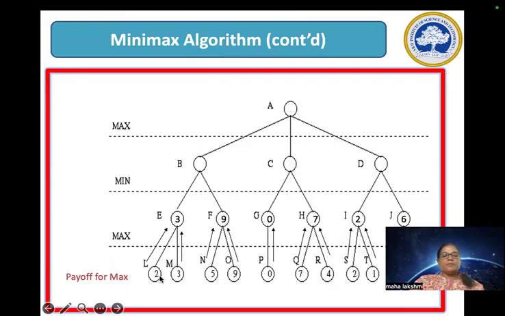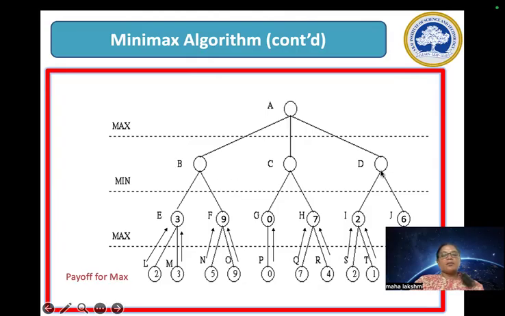From the end nodes, or utility values, or payoff matrix values, the parent node or max player will choose the maximum value among them. So among 2 and 3, 3 has been chosen. Among 5 and 9, 9 will be chosen. From 0, 0 is directly assigned, and between 7 and 4, 7 has been chosen. Similarly, between 2 and 1, 2 will be chosen, and for 6 and 5, 6 has been chosen.